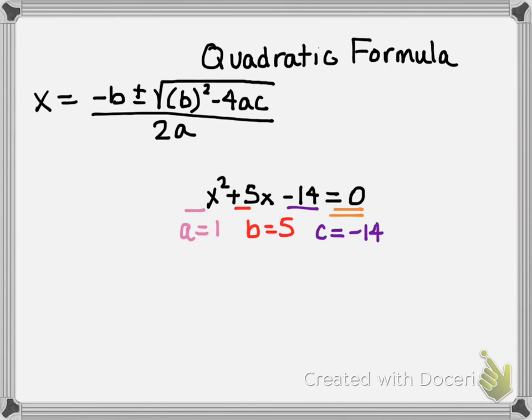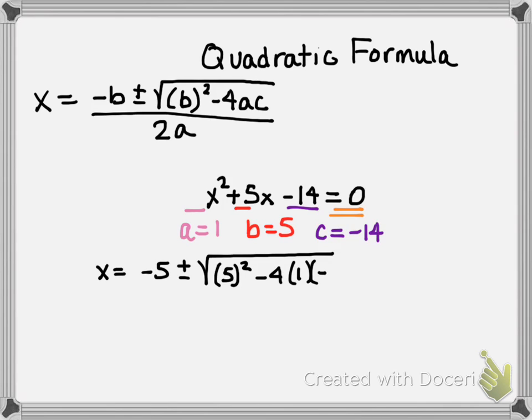So once you have your a, b, and c picked out, we can then plug it into that quadratic formula. It says x equals opposite b. B is currently 5, so the opposite of that would be negative 5, plus or minus square root of, in parentheses, b squared minus 4 times a times c, all over 2 times a.